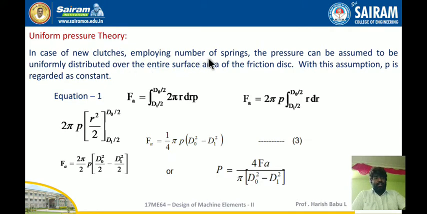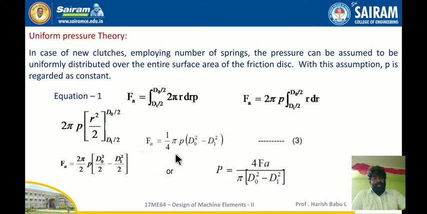By employing the springs, the pressure can be assumed to be uniformly distributed over the entire surface area of the friction disc. With this assumption, you assume that the pressure P is regarded as a constant. So from equation 1, if I take P outside as a constant, 2 pi P, integration from di by 2 to d naught by 2 of r dr, I'm going to get 2 pi P r square by 2.